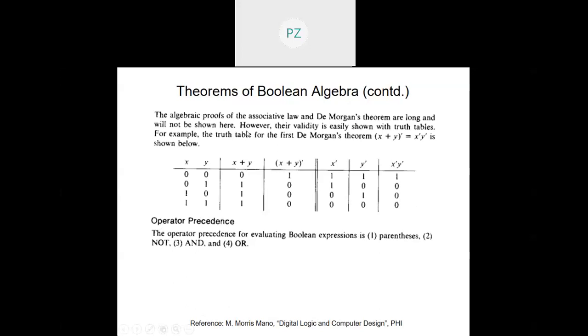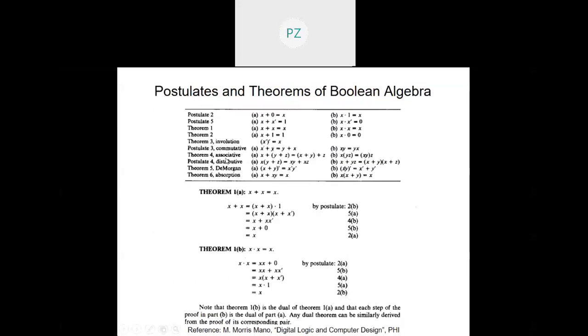The algebraic proofs of the associative law and De Morgan's theorem are long and will not be shown here. Let us just look here. Distributive, we have, this was the postulate. Postulates do not need any proof. Theorems do, right? We have proved theorem 1, theorem 2, theorem 3. Double complementation gives you the same variable back, and this is called the involution theorem. Commutativity is a postulate. Associativity is a theorem.